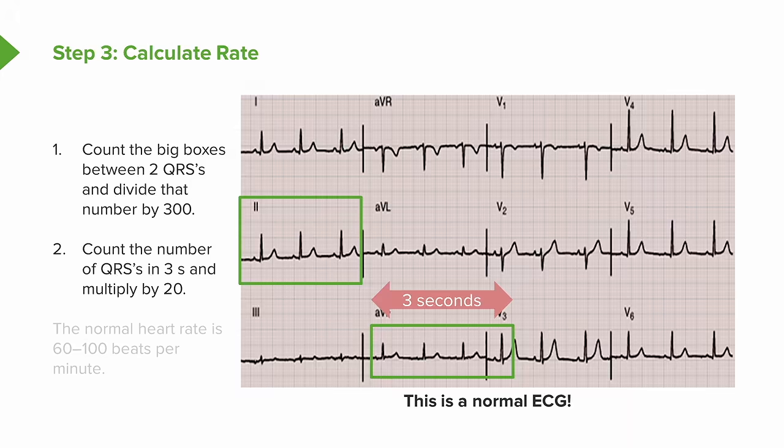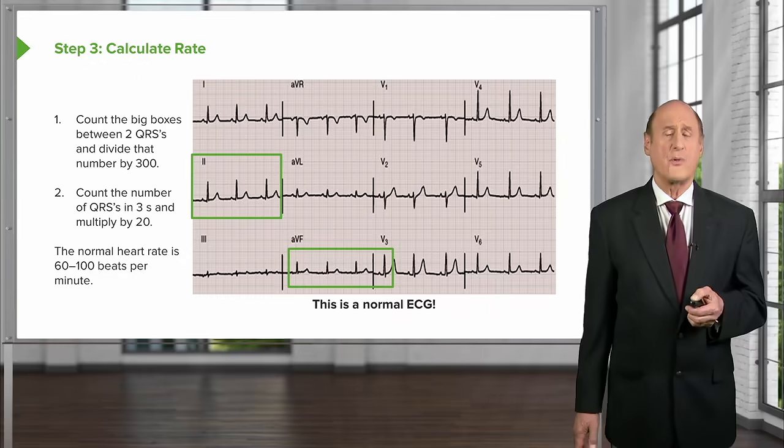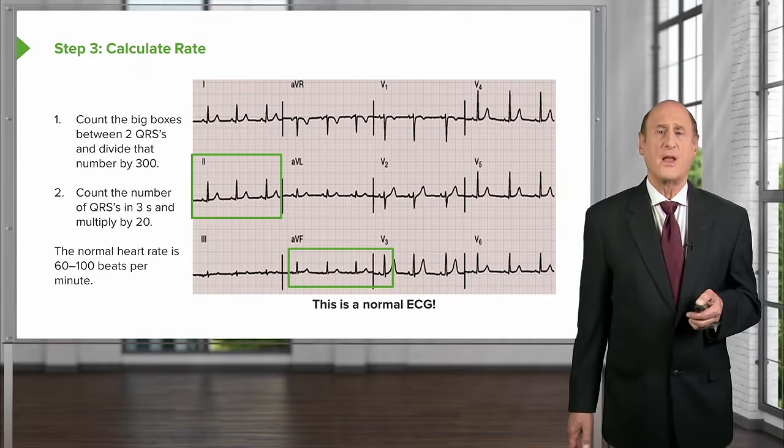You can also do it by counting the number of QRSs in 3 seconds. Remember, the ECG is moving at a certain rate. You can calculate a number of seconds and then multiply by 20, but usually what we do is we use the rule of 300 mentioned before. It's important to note that the normal heartbeat is 60 to 100 beats per minute. So now we have the heart rate. By the way, the computer's almost always right on the heart rate.